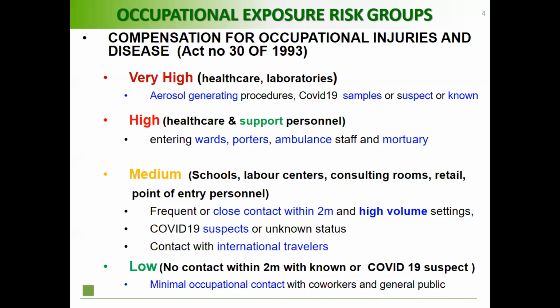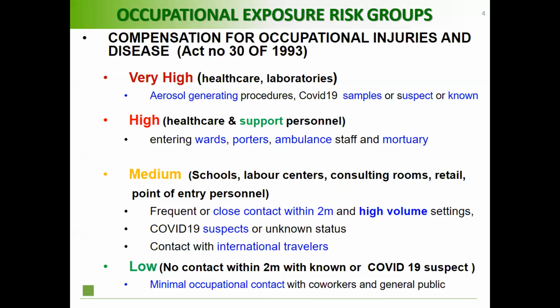And then you get the low risk. Those are people who have no contact within 2 meters with known infectious people or even the COVID-19 suspect. So in this category, there is minimal occupational contact, either with co-workers or the general public.